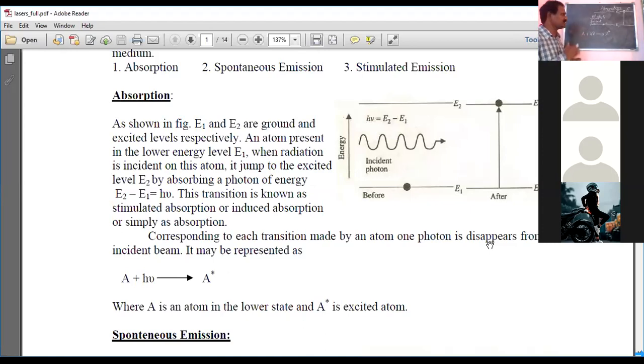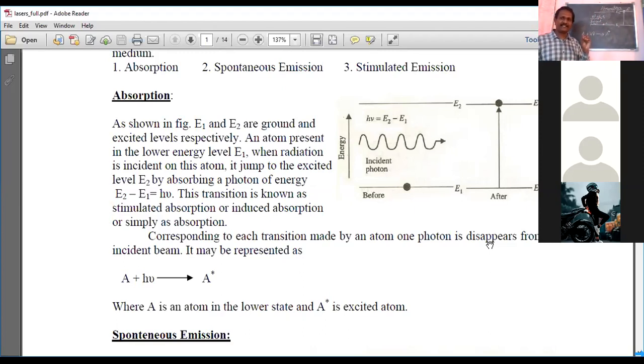So, or simply it can be termed as absorption. Okay, so is that clear? Emma, is this clear? Absorption. Yes, sir. Okay, now, yes, sir. Right, so this process is known as absorption.